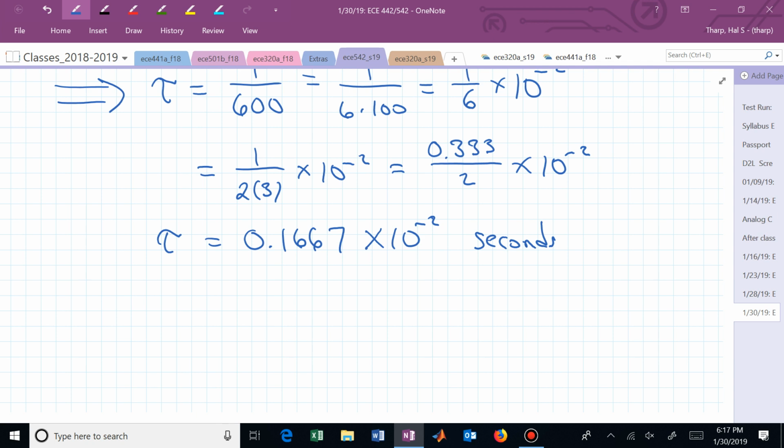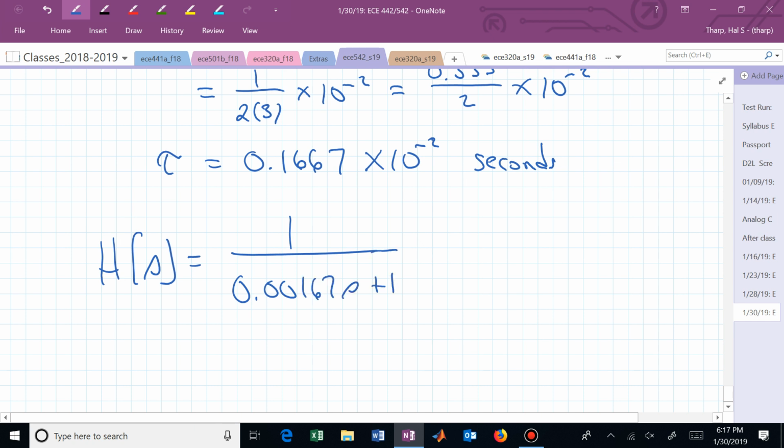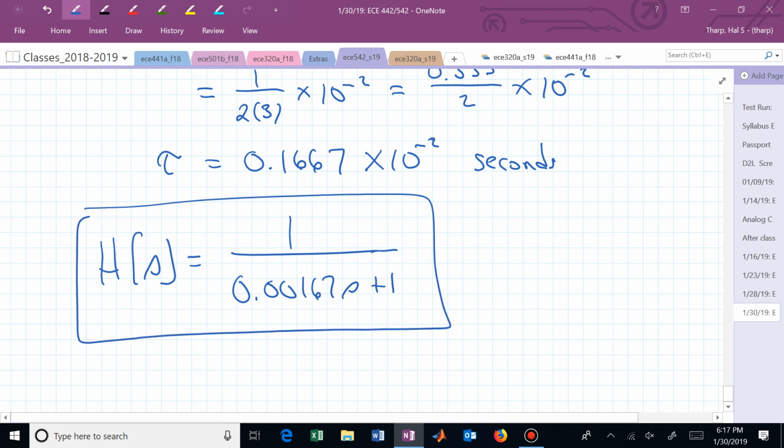5 tau. So it's not very long, is it? It's pretty small in terms of infinity. So H of s is now 1 over tau s plus 1, but tau is just 0.00167. And this is now a low-pass filter with a bandwidth of about 100 hertz.